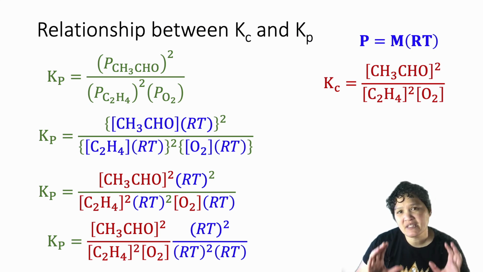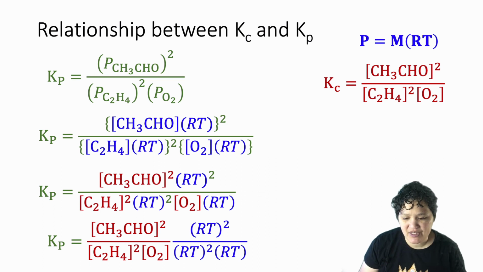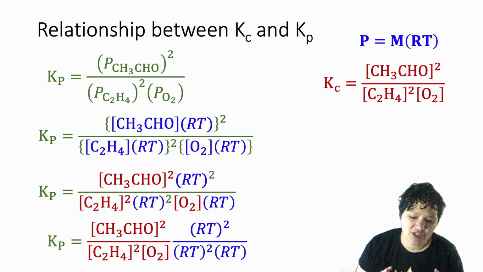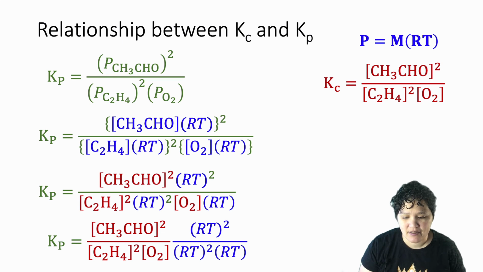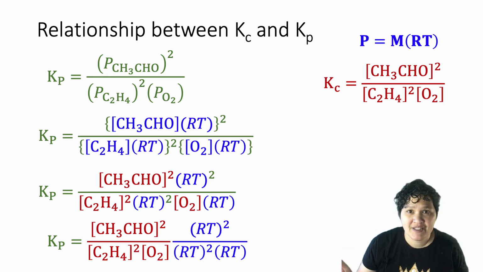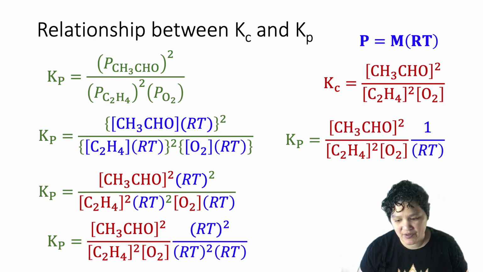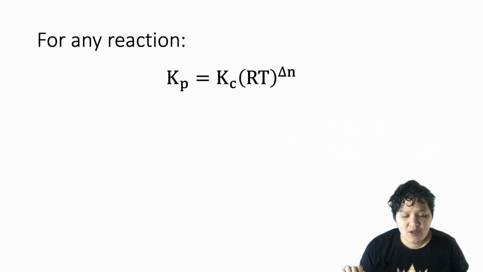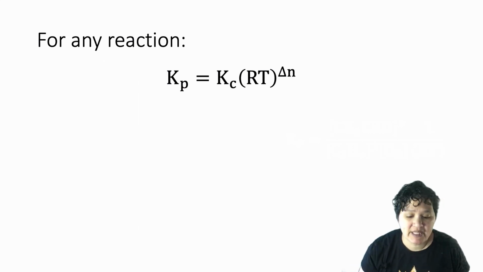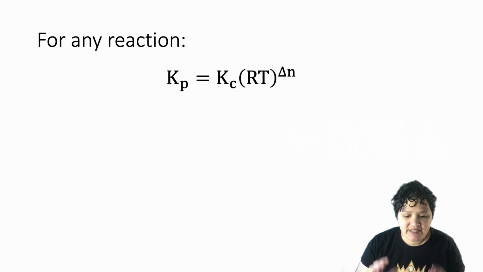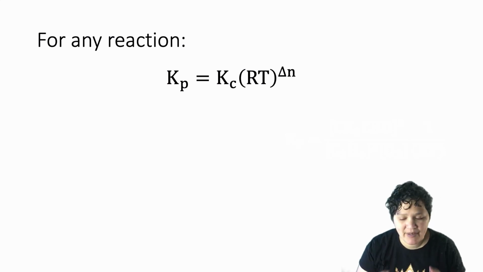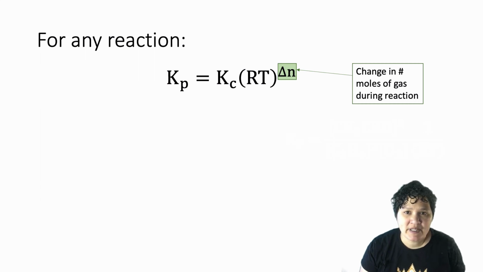And if you look at this expression for Kp, what you'll see is the part with all the concentrations is actually equal to Kc. And then the rest of it is a factor of RT, right? Because a bunch of those RTs will cancel out with each other. So we end up with 1 over RT. So we can now make a generic equation that relates Kp and Kc, where Kp is going to be Kc times RT raised to a power that we call delta n. What is delta n? It's the change in the number of moles of gas during a reaction.